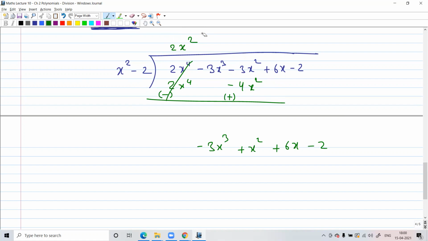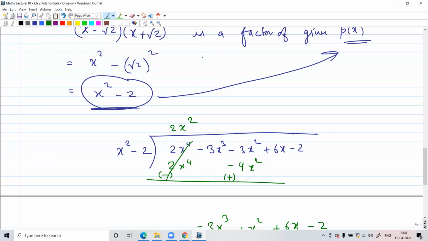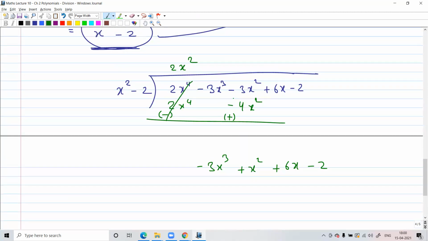Sir, for me I'm getting remainder 0, sir. But at the same time, when I get remainder 0, I'm having 6x minus 3x cube plus 6x remaining, sir. I'm not getting it, sir. You got the remainder 0, but then what is the quotient you're getting? No, sir. While dividing, sir, 3x is remaining like that only, sir.